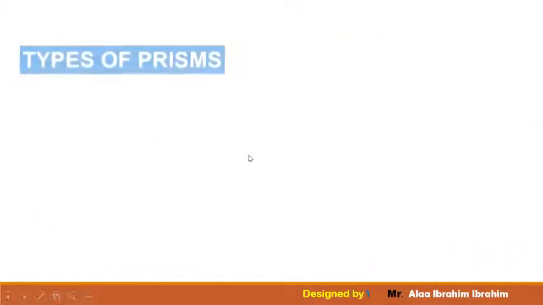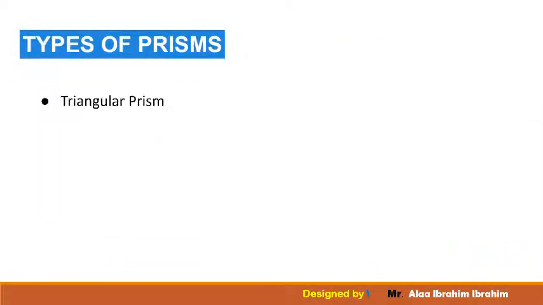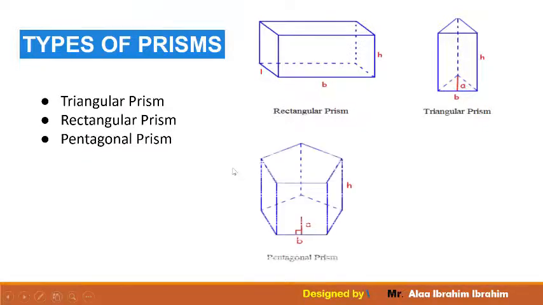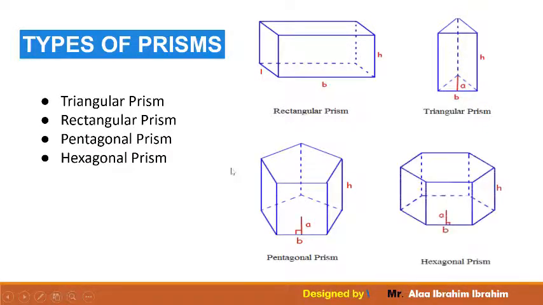Now we're going to something else. Types of prisms. We have triangular prism, rectangular prism, pentagonal prism, and hexagonal prism. According to the base we name the prism. Here the two bases are triangles, here the two bases are rectangles, here the two bases are pentagons, and here the two bases are hexagons. So according to the base we know the name of the prism. We have many prisms, but I give you just a few examples.